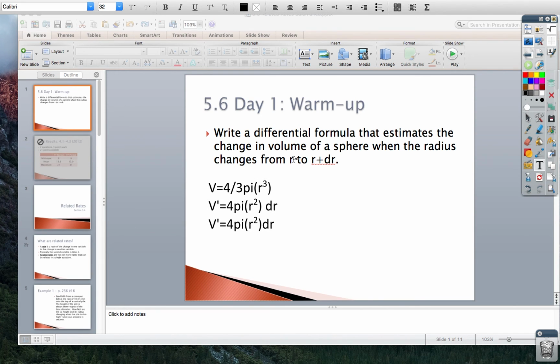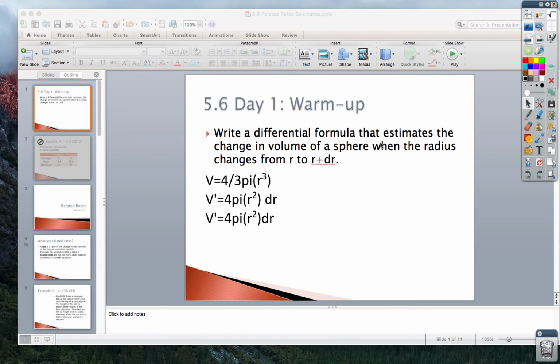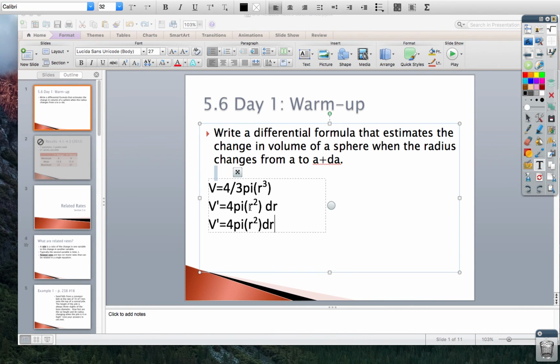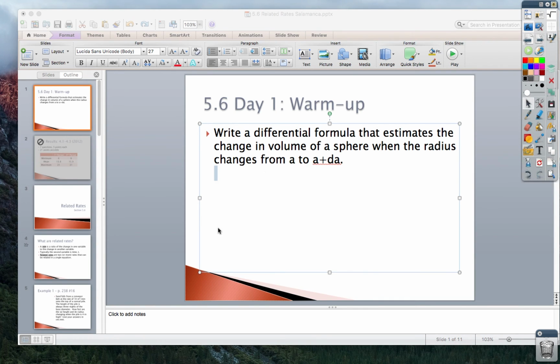So just to make sure we clarify this a little bit, if we had from a to a plus dA, this would change to the following items. Notice the r's changed to a's, and then the a plus dA portion, that difference was dA. So that's why the dr became dA. So let's work on another problem.